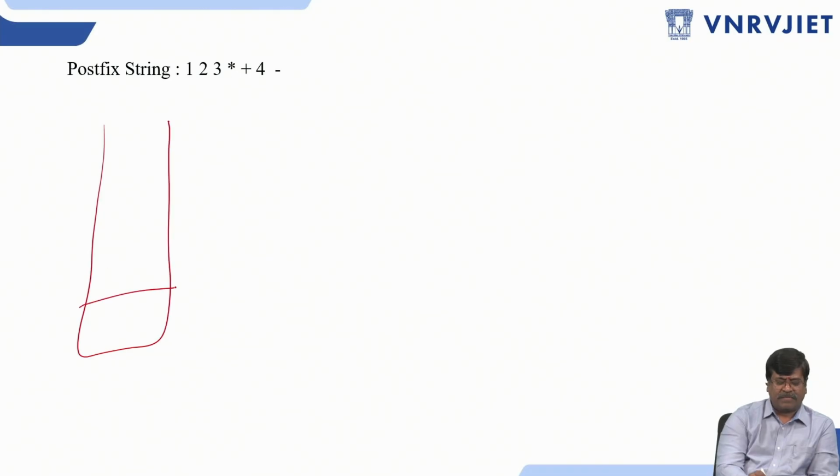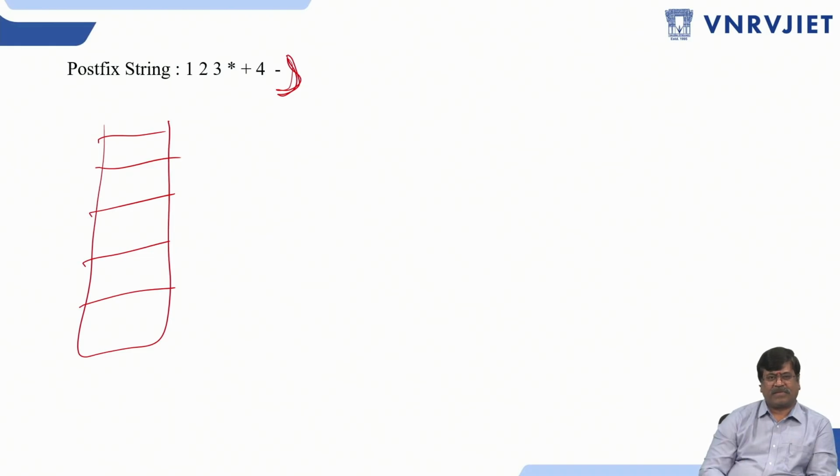Take the stack, add a close bracket here. So it is the delimiter. When you are reading that postfix expression from left to right, somewhere we need to stop. So this is the delimiter. Whenever I get this bracket, it indicates that your postfix expression is completed. So first I am going to read from left to right.